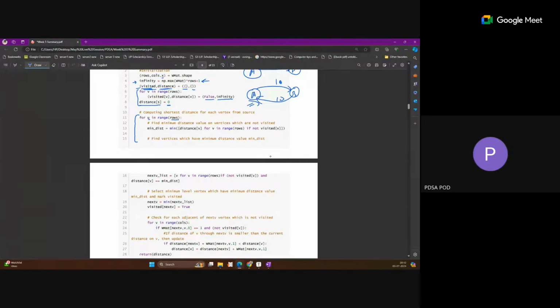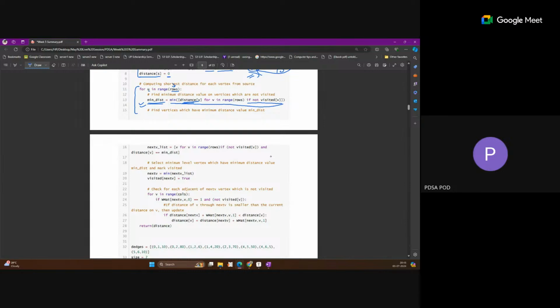So for u in range, number of rows, and number of rows is representing the number of vertices. For each iteration of this loop, we are figuring out which vertex can have the minimum distance. This is what we are figuring out: the distance of v for v in range row, if not visited. So for the vertices which are not visited, we are finding out the minimum distance first. In this line we are figuring out the minimum distance value. What is the minimum distance value among the vertices which are not visited? Then after that, we will figure out which vertex actually contains that minimum distance.